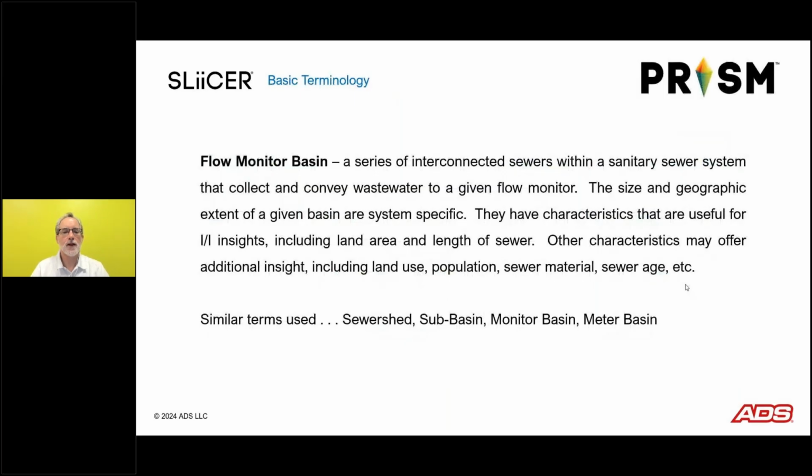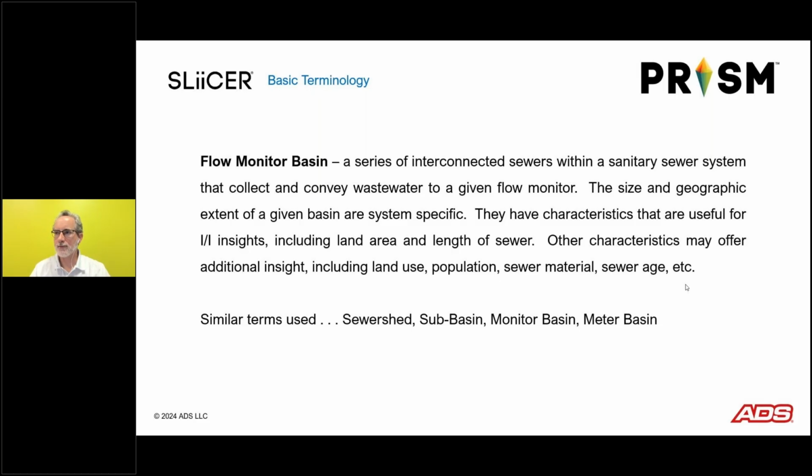Now I've got a couple of other terminology pieces, and then I'm going to switch over to a live demonstration of the SLiiCER application. I find that some people, when they first start getting involved in I&I studies, have to make sure that there's a distinction in your mind between a flow monitor and a flow monitor basin. So a flow monitor is just located in a specific pipe. It's measuring flows that come from down that pipe. And so you get a flow rate, you get a depth, you get a velocity. So it's measuring what's happening there.